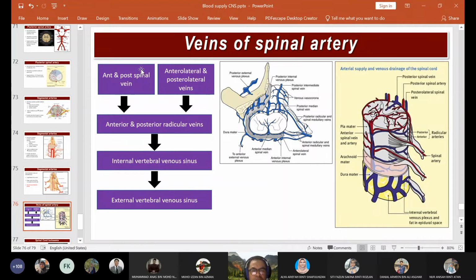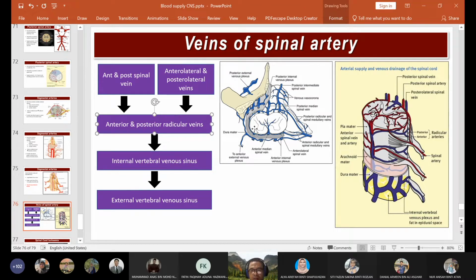You have the anterior and posterior spinal artery, and the anterior and posterior spinal vein, and the anterolateral and posterolateral vein. Here you can see the anterolateral vein, and we will look at the pictures later. Here you can see the posterior spinal vein, and the anterior spinal vein here. Anterolateral and so on, eventually they become the radicular vein.